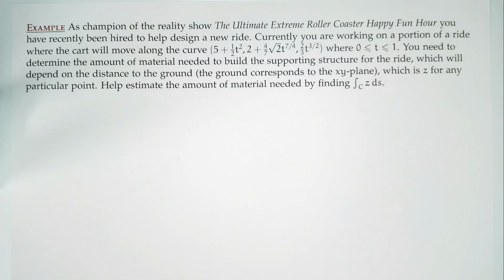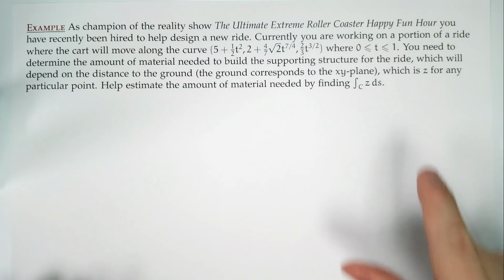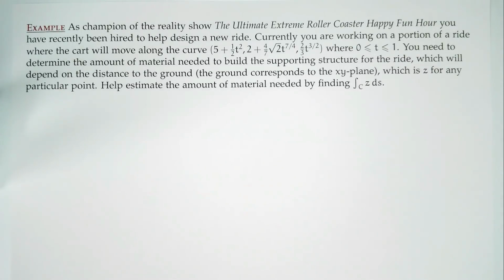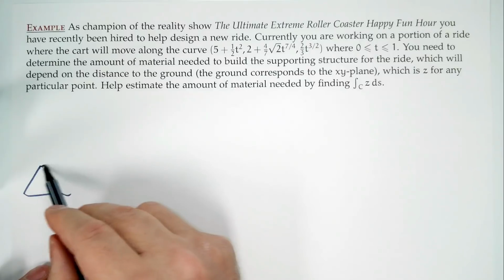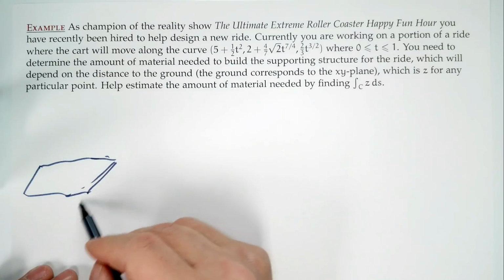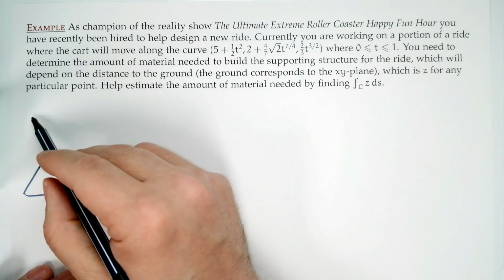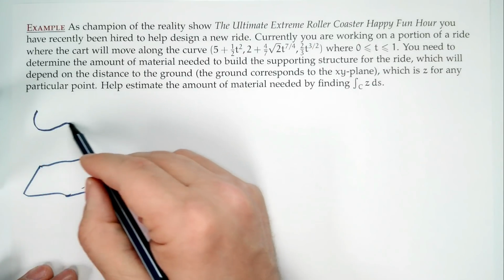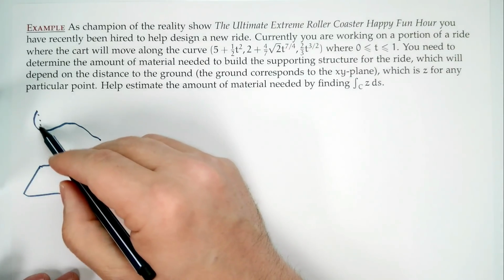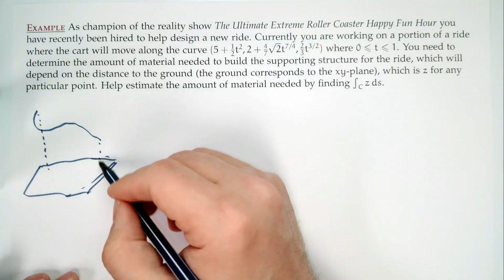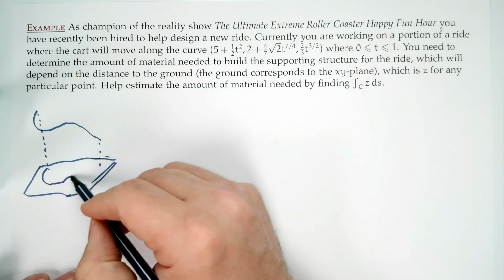And the ground is the xy plane, which means our distance is z. All right, so help estimate the amount of material needed by finding the integral along this curve of z ds. So what's happening? Well, let's see if we can draw a picture. Probably won't be a great picture. All right, so here's our ground, and there's some sort of roller coaster ride coming along doing something. Now this roller coaster ride is sitting on top of some curve down in the plane.